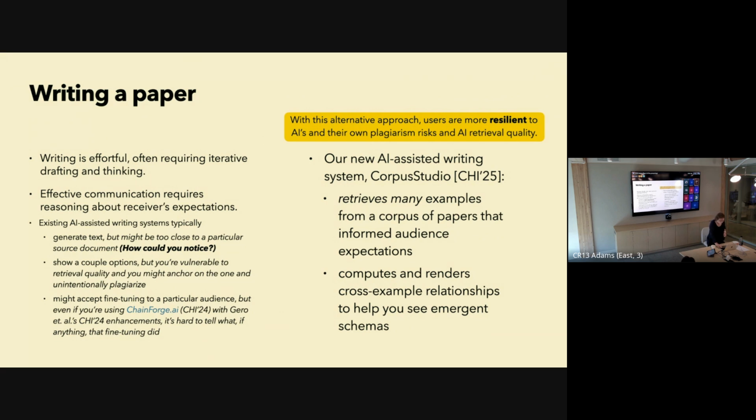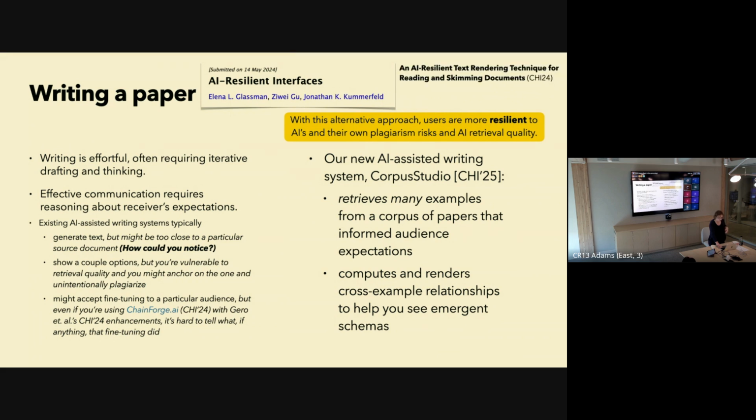All right, so if you want to read more about AI resilient interfaces, we have a draft on arXiv. We also have our first AI resilient interface, an alternative to document summarization, that I think would actually work in Semantic Reader quite well. That was CHI 24, and I'll show that to you real quick.